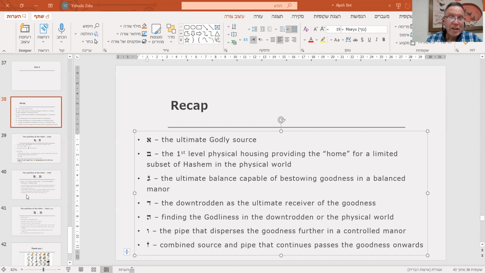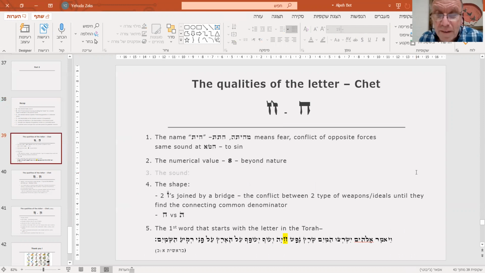Okay, so now that we've recapped, we'll move ahead to the letter Chet. And you'll see I've written Chet here 2 different ways, because there is a difference depending on your custom, if you're Ashkenazi or Sephardi, in how the Chet is written in the Torah. And there are a few differences between some of the letters. Most of what we talk about will probably be according to the Ashkenazi custom, which is slightly more complicated.